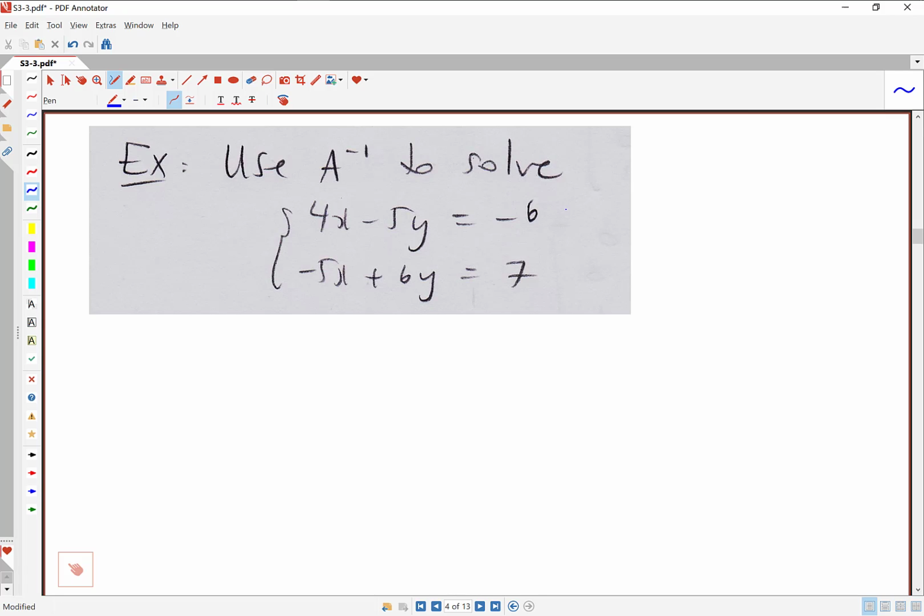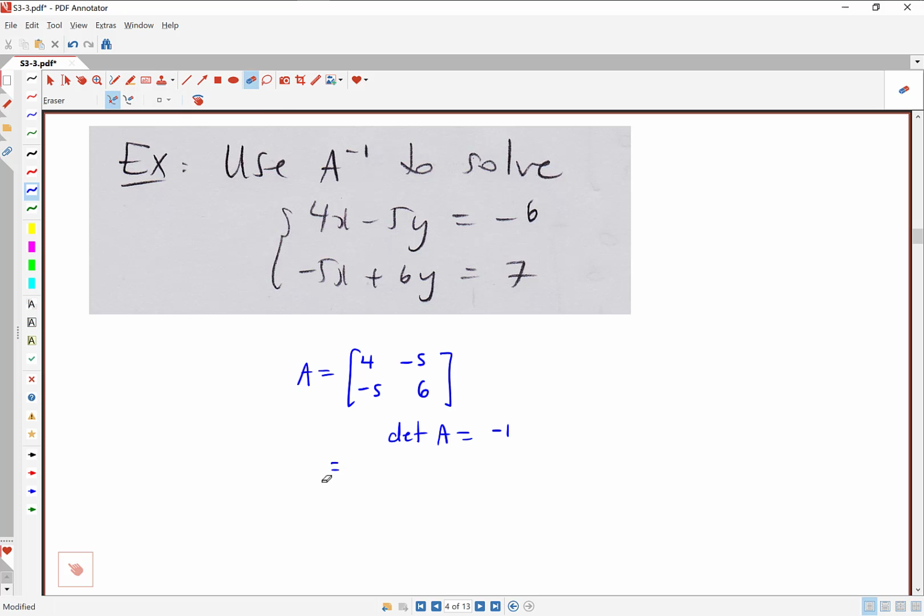So let's use A inverse to solve the following system. First thing I would do is just pull out the coefficient matrix. So we'll pull the coefficients out of this, 4, -5, -5, 6. And the idea is now to find the inverse of this coefficient matrix. Okay, so often I'll do this in two steps. First thing, let's think about our determinant. Determinant of A is 24 minus 25. So determinant of A is -1.